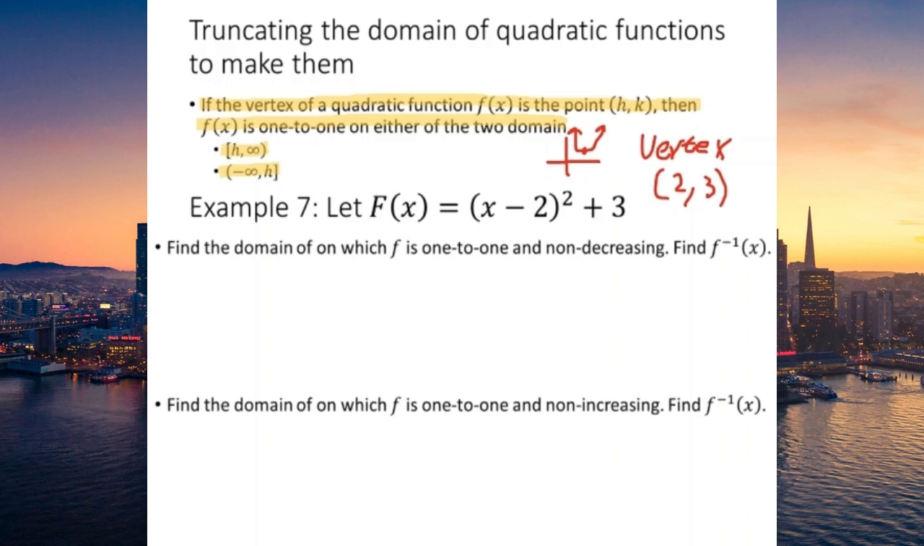If we take a look at our rough sketch of our function, on the left of our vertex, our function is decreasing. Since we want it to be non-decreasing, that means we want the domain that will represent the right part of our parabola. So our domain of f will be the interval 2 to infinity, representing the vertex and the points to the right of the vertex. Now we're going to use the switch and solve strategy.